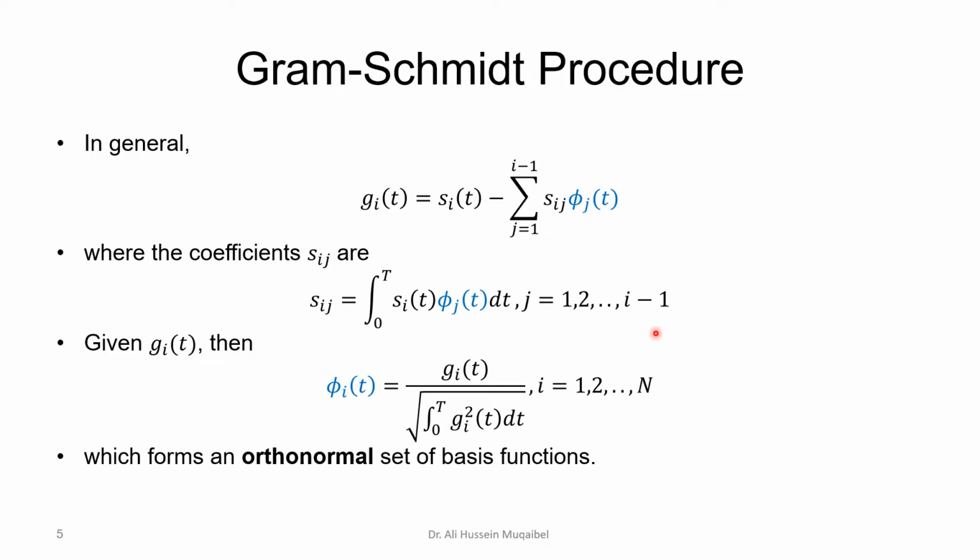Sij, as we know, is Si times phi j. This G has to be normalized, so we'll find its energy, we take the square root, and we get the next base. That would form an orthonormal set of bases. With this, we can look at some examples.